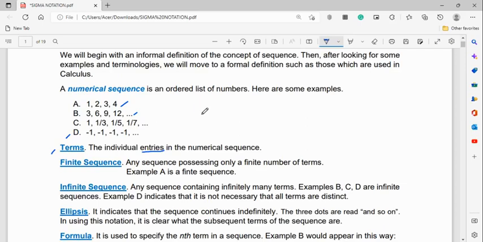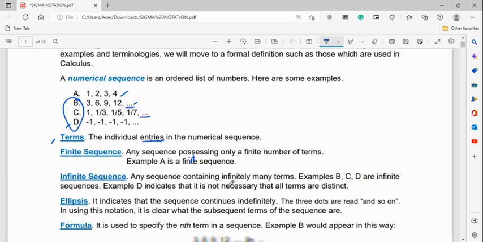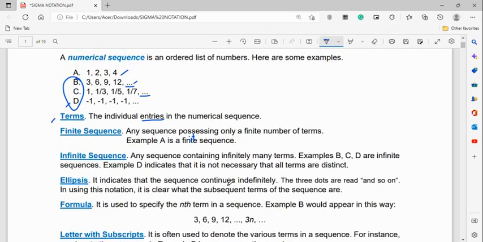Finite sequence, ibig sabihin nito, okay, this must be finite. Nabibilang natin, no, kung ilan ang terms. In letter A, nabibilang natin 4 lang ang terms. Okay? Ang infinite naman class, kapansin-pansin in B, C, and D, may nakikita tayong symbol dito, that is ellipsis, ibig sabihin infinite. Okay? Ellipsis indicates that the sequence continues infinitely. The 3 dots are read as and so on. Okay? So pag ginamit itong notation na ito, then we know that continuous yung given sequence.